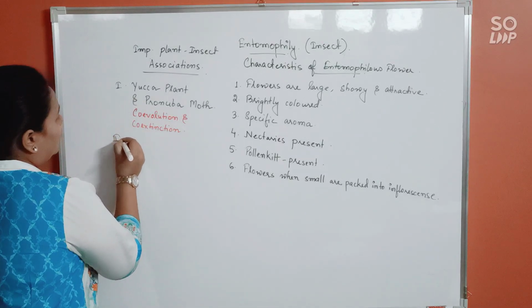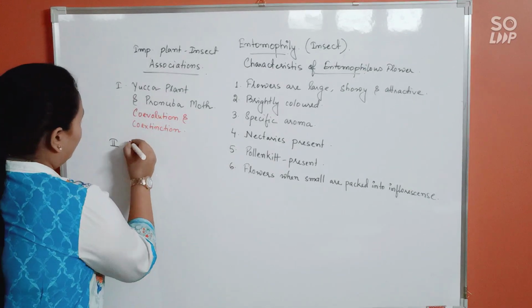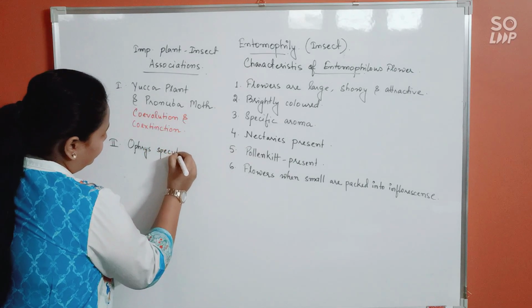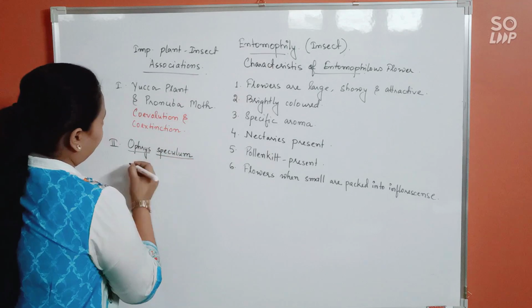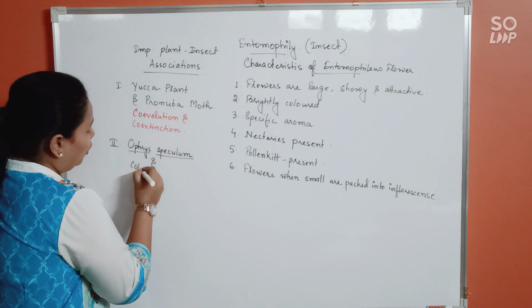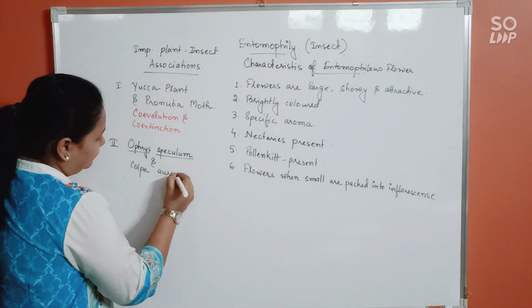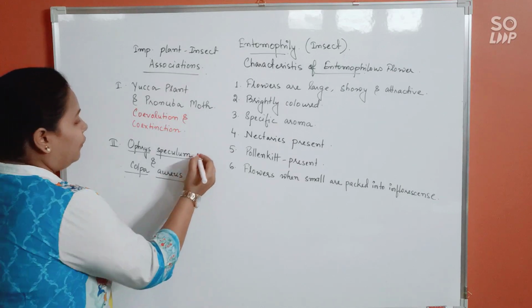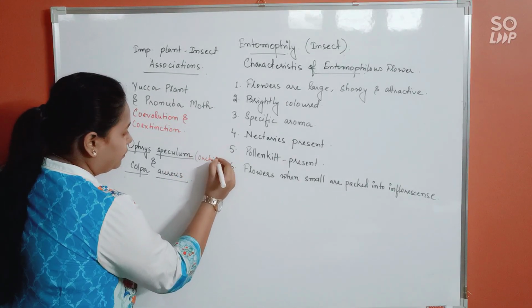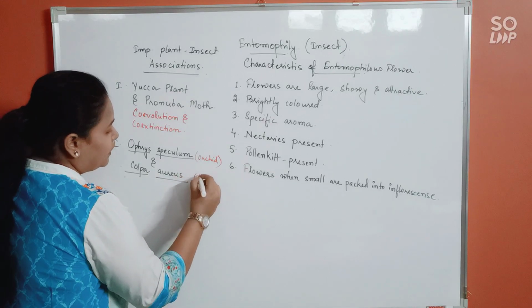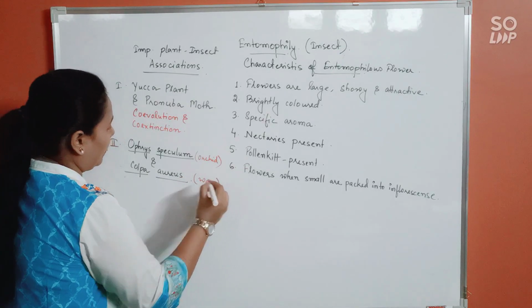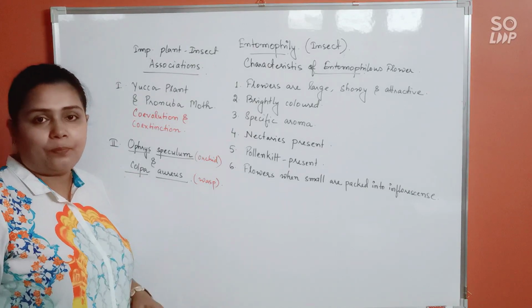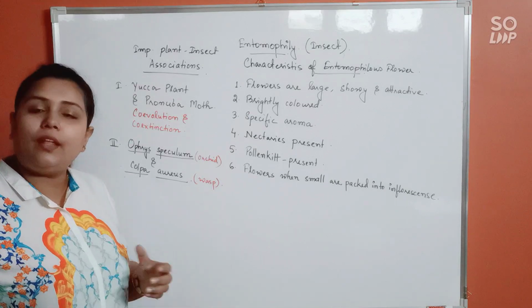Second important association is an example of Ophrys speculum and Colpa aureus. Ophrys speculum is the orchid and Colpa aureus is the wasp. See, Colpa aureus, the wasp, as it lays its eggs, the male eggs will hatch faster than the female.